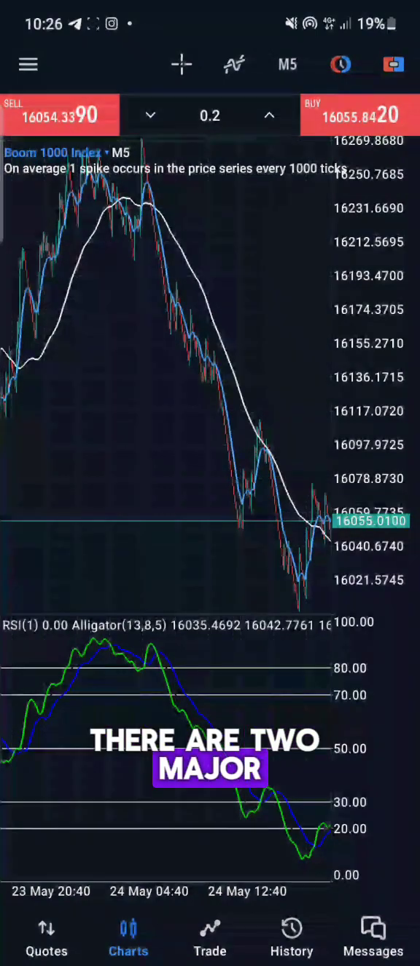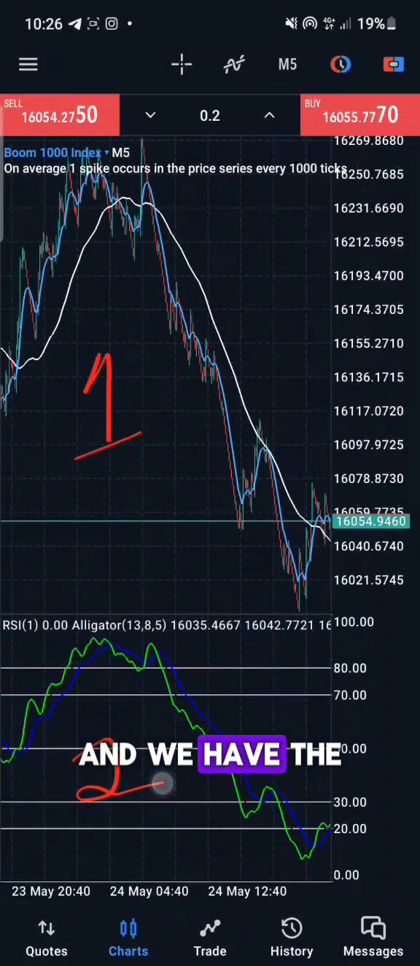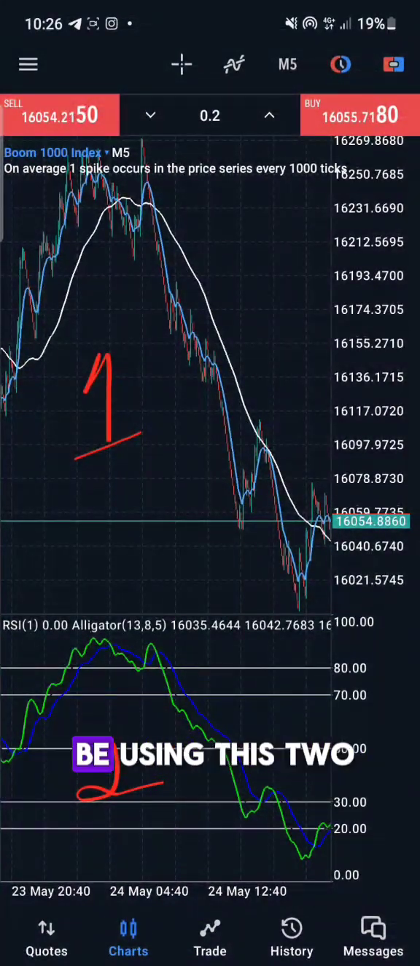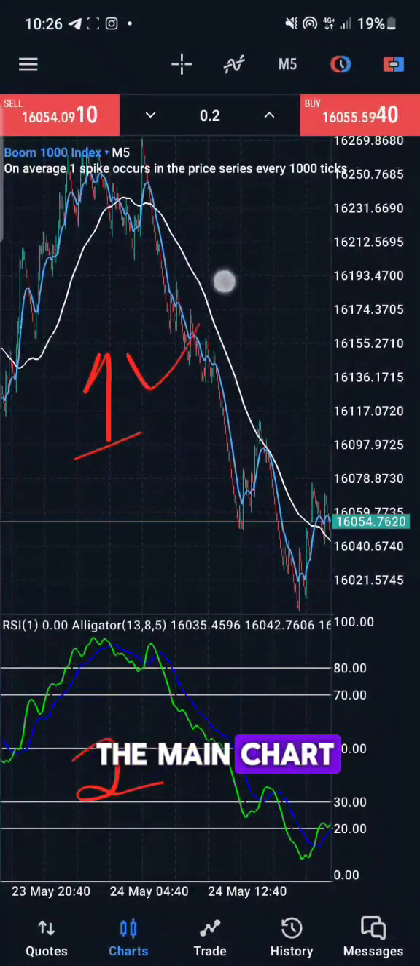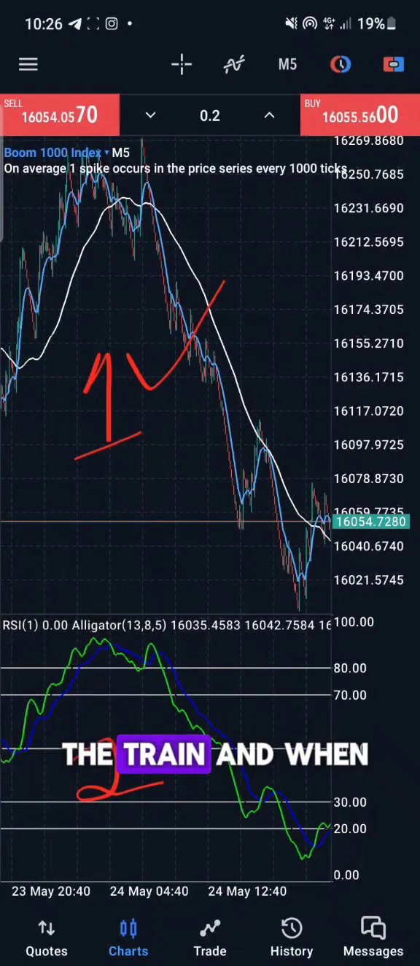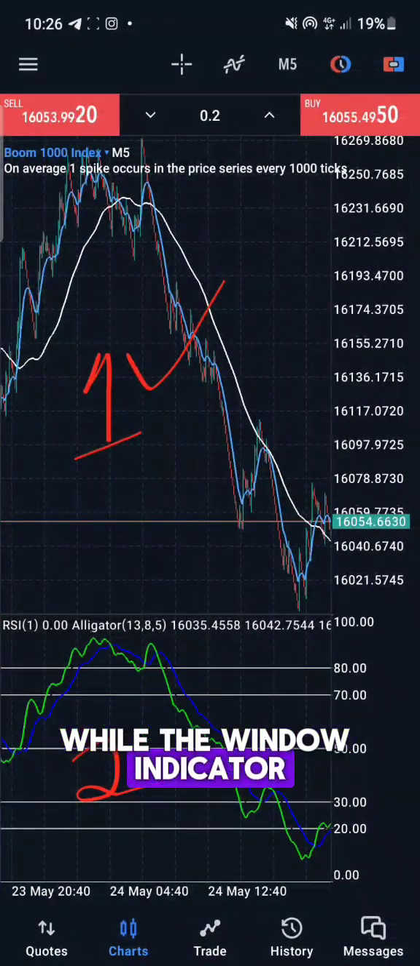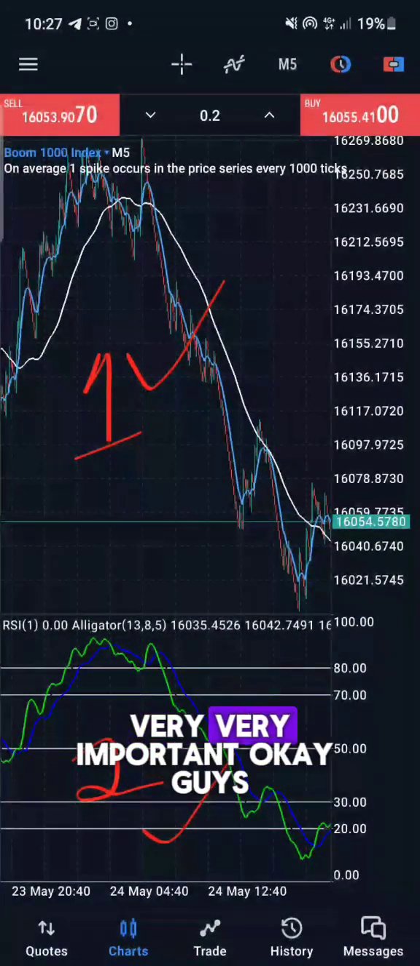There are two major setups right here. We have the first one on the main chart, and we have the second one within the window indicator, and I'm going to be using these two to explain to you. The first one on the main chart will help you to know the trend and when you should go into the market, while the window indicator will help you to confirm your trade. Okay, so all these are very important.